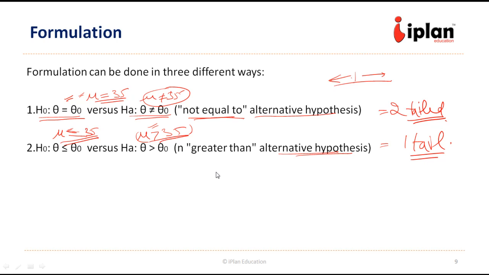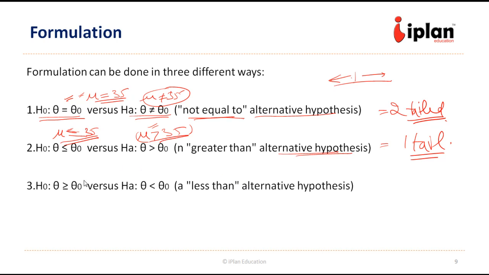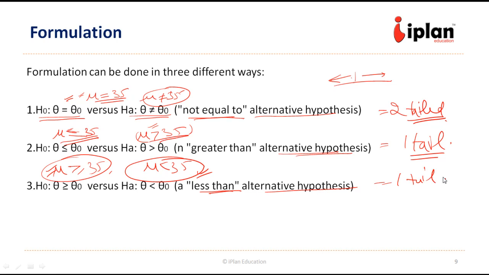Another case of a one-tailed test could be where we are trying to prove the opposite. Mu is greater than or equal to 35 in the null, and mu is less than 35 in the alternative. So we are trying to prove that mu, or the population mean, is less than 35. Automatically the null hypothesis is mu is greater than or equal to 35. So this is for the less than case. Again this is also a one-tailed test. So we understand the one-tailed hypothesis and two-tailed hypothesis based on this formulation.